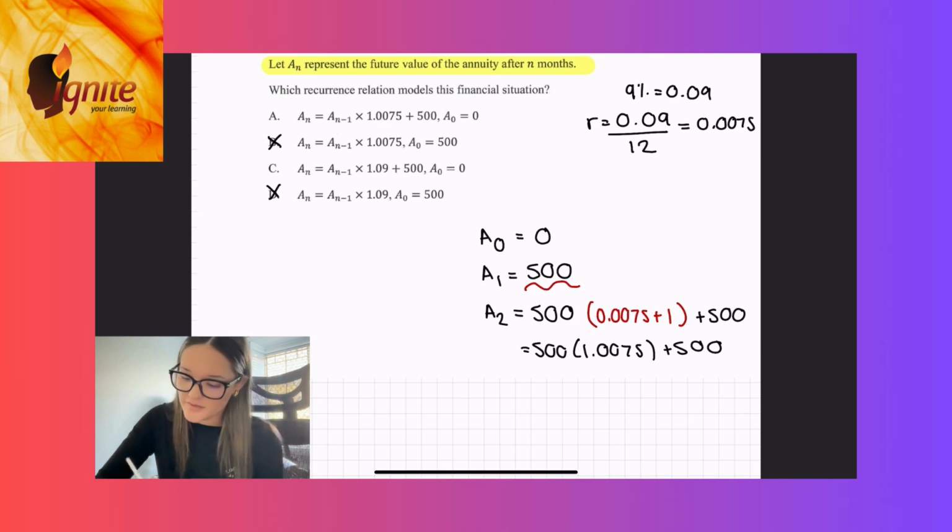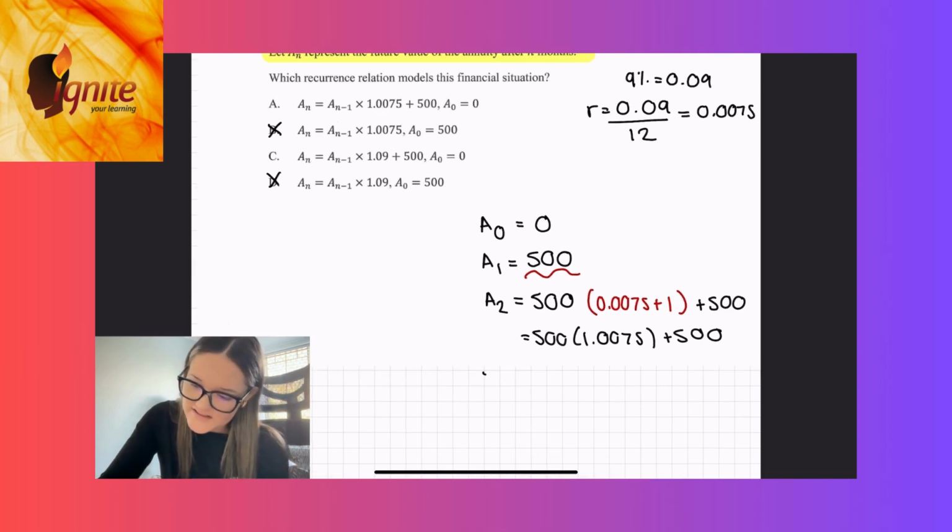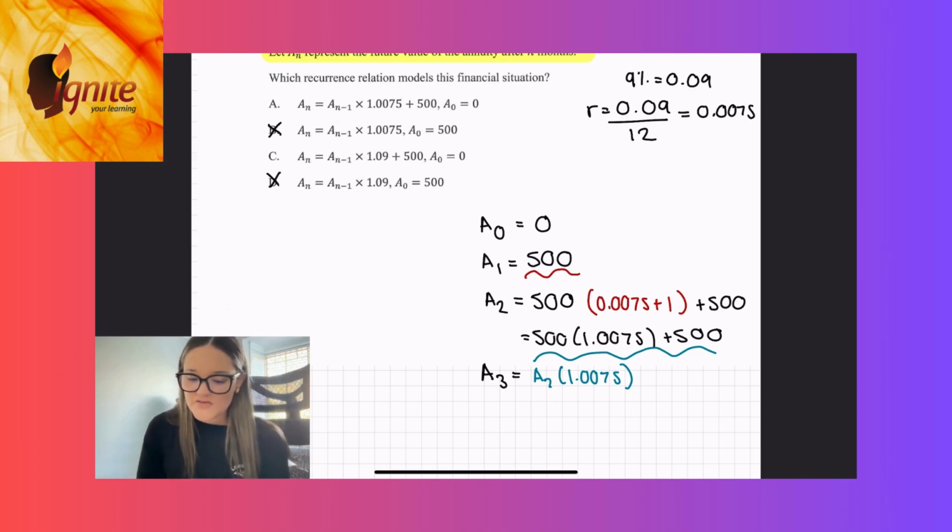To see the pattern, we can do how much the value of the annuity is going to be after the third month. So we have all the money sitting in the account from A_2 is then going to be times by 1.0075. So I can write that as A_2 times 1.0075, so my interest rate. And then at the end of the month, she adds in another 500. So that's going to be the value of my annuity after the third month.